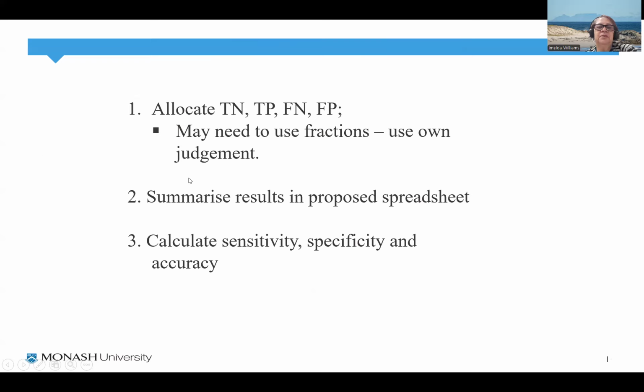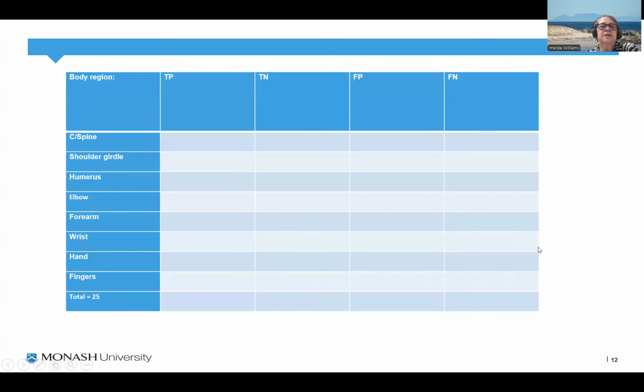So as mentioned, just to summarize this in your proposed spreadsheet, you'll allocate the true negative, true positive, false negative, and false positive. As mentioned, you might have to use fractions. Use your own judgment when you apply those fractions, but do remember that each case is only equal to 1. And then calculate the sensitivity, specificity, and accuracy. So this is what your spreadsheet should look like. You will, of course, add more rows.